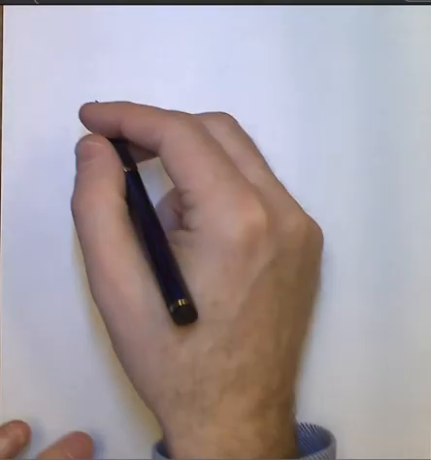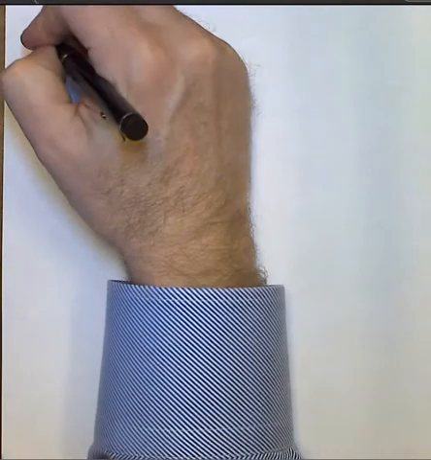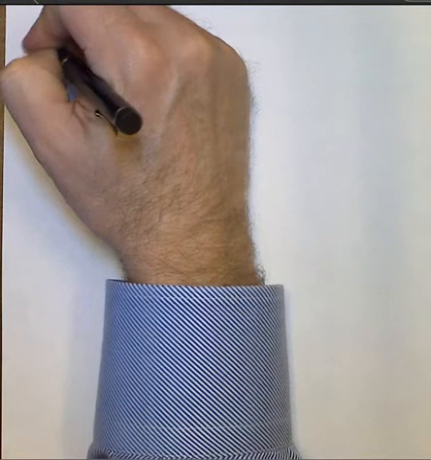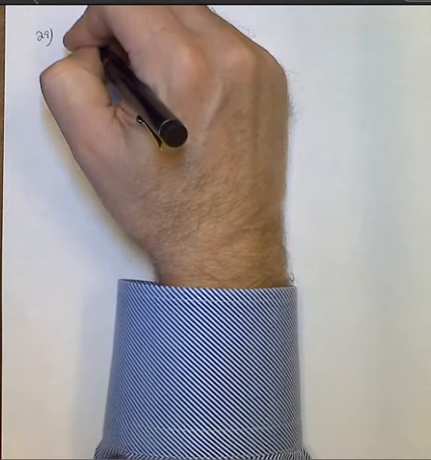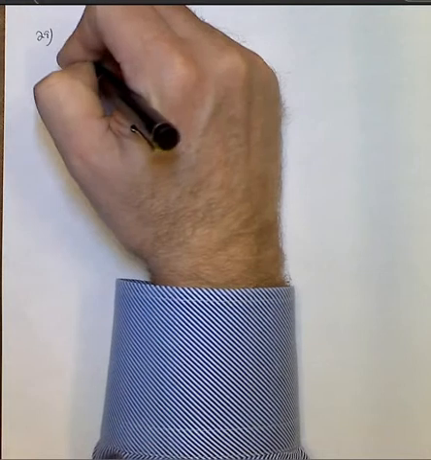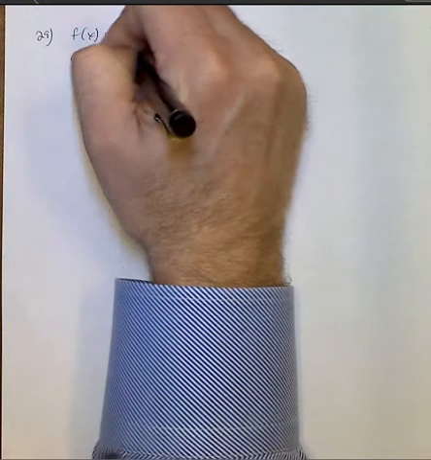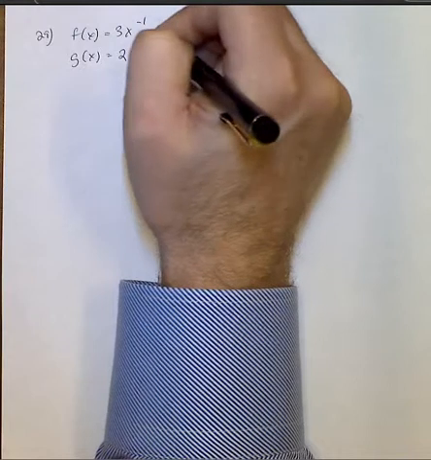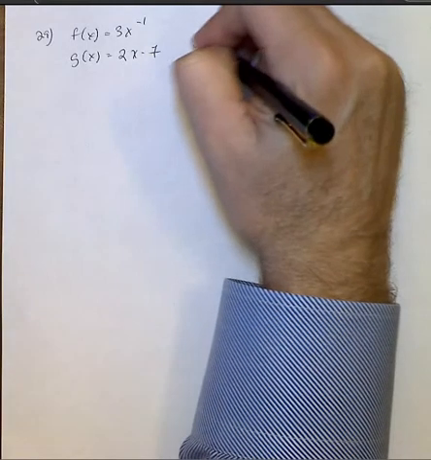Okay, for 6.3, let me do two additional homework problems for you related to composites. We'll do number 29. f of x, they tell us, is 3x to the minus 1, and g of x is 2x minus 7. And the question we have to answer is, what is g of f of x?